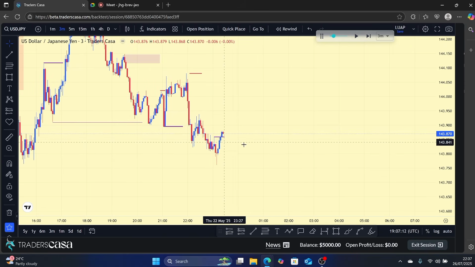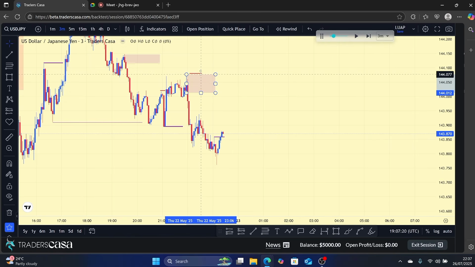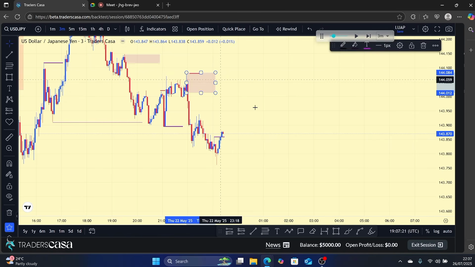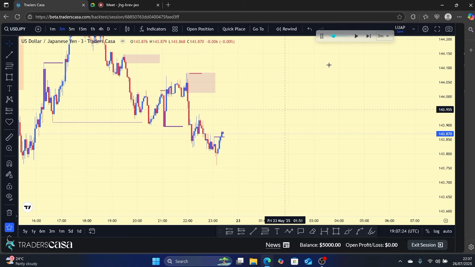Price has taken out that inducement. This one here is our extreme POI, I mean extreme order block. You can clearly see that that's our order block here. Yeah, that's our order block. There is no order flow here. The order flow here was mitigated.